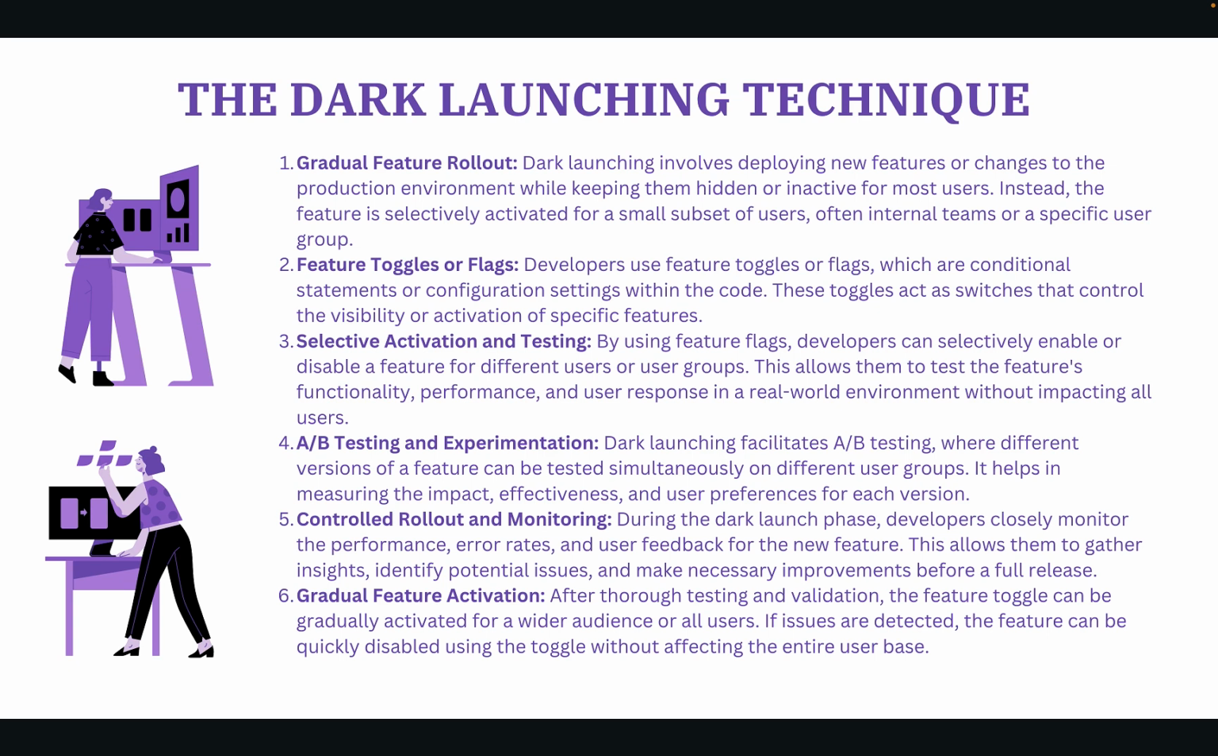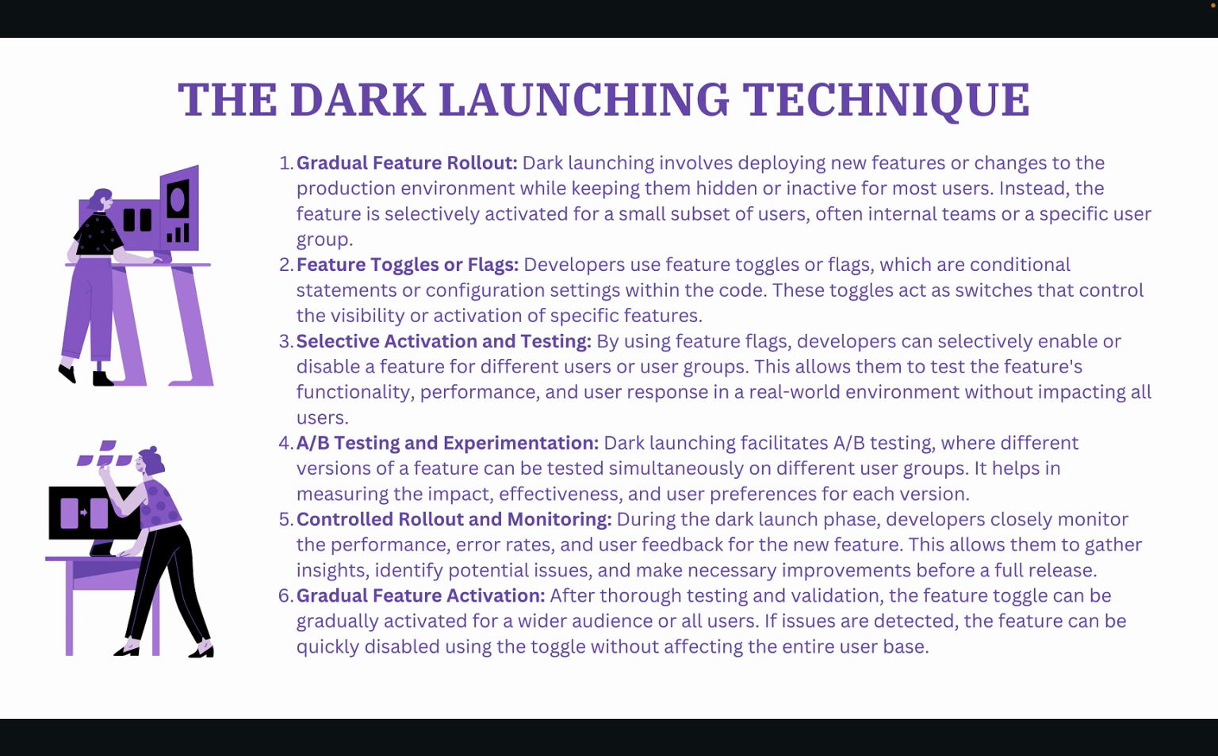So this is the technique that they used after the 2011 effect. Whenever they release a new feature, they give it to particular users, and if that is working fine, they release it to some other users, and so on. They release that particular feature in different versions and different areas at different times, so the feature is activated gradually. After thorough testing and validation, the feature toggle can be gradually activated for a wider audience of all users. All Facebook users can use that new feature.